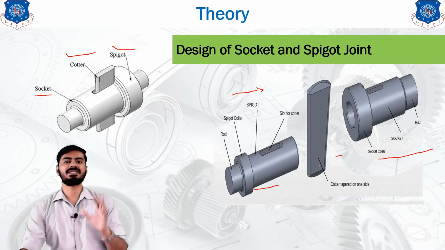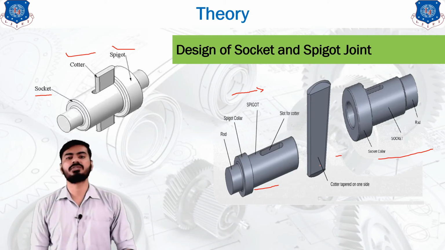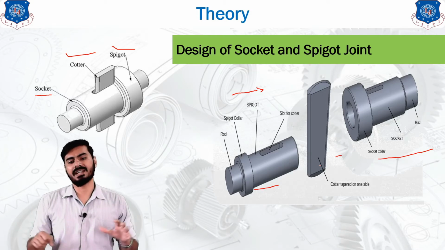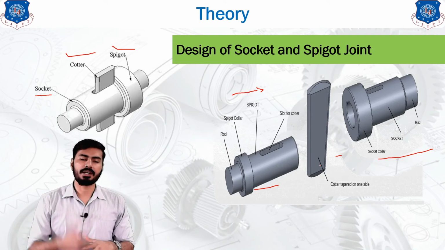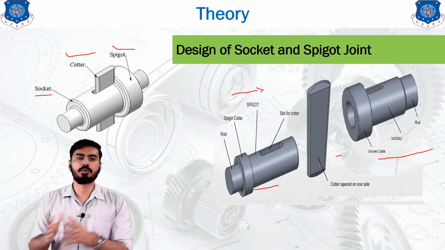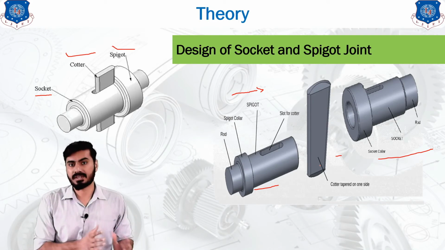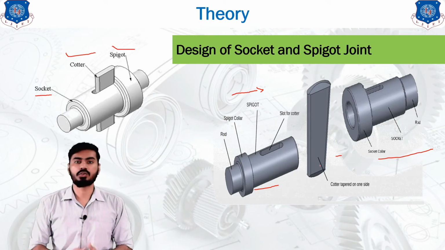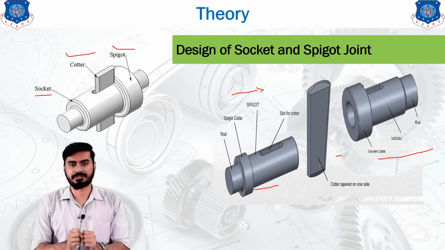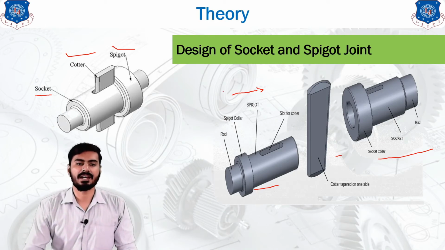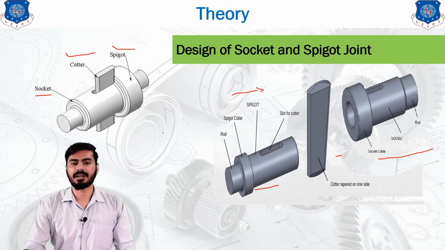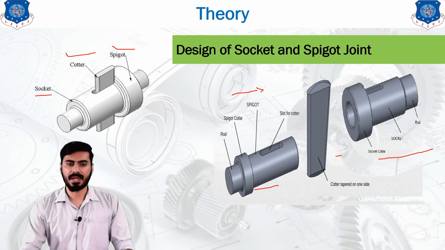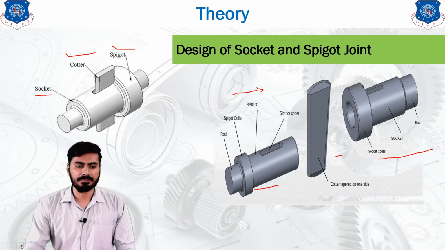Basically, this type of joint is utilized to couple, or we can say to join, or to transmit the power from one shaft to another. So our aim is to join two different shafts. Our shafts are manipulated, or we can say modified, on the ends like this. So these are the shaft ends.